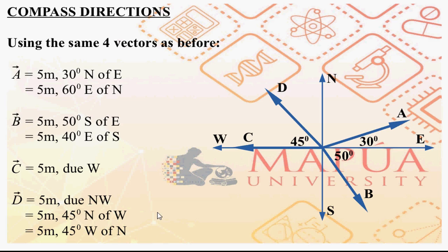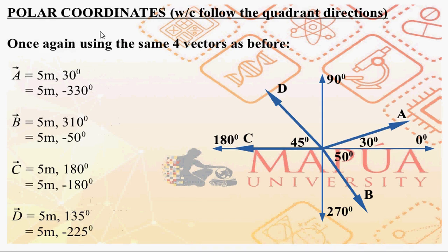So you have the Cartesian coordinates for direction, and now you have the compass directions. Lastly, we have the polar coordinates, which simply put use the direction angle value to denote the direction of the vector. There are different types of polar coordinates. One type uses or follows the quadrant direction. So you have the horizontal axis, the vertical axis. You'll recall from your mathematics the quadrants: first quadrant, second quadrant, third quadrant, and fourth quadrant.